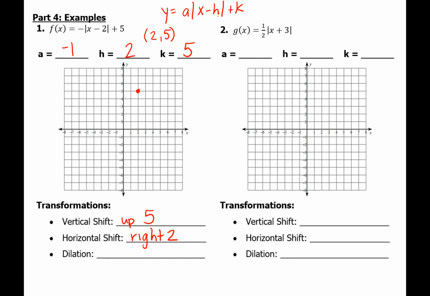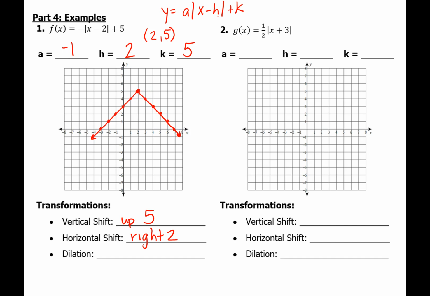5 units. So that's my vertex, and then I have an a value of -1, which means the slope of my right-hand side is going to be down 1 over 1. And my left-hand side is going to be symmetrical, so it is going to mirror that, but going to the left. So then, here is my V-shape.